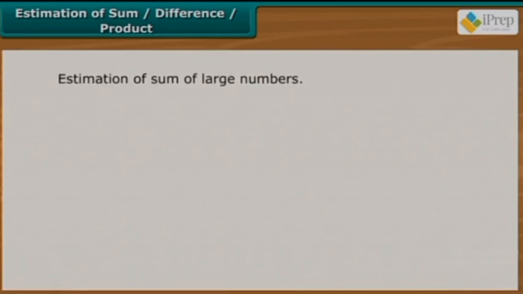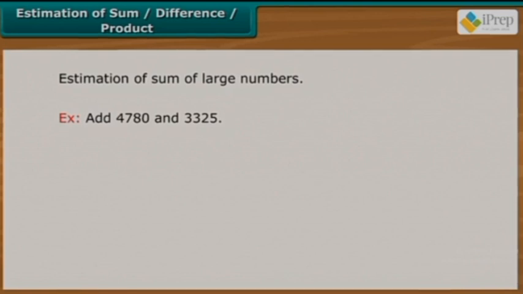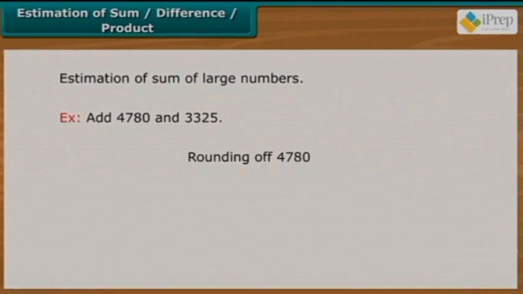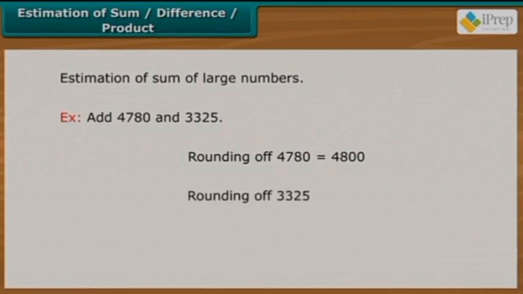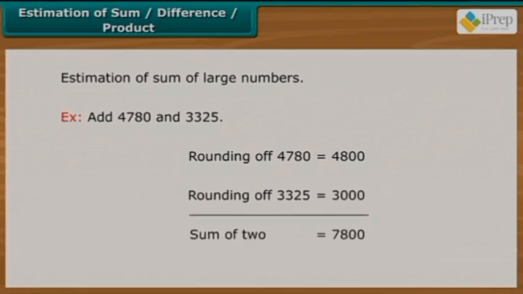Sum, difference, product. Estimation to nearest number can help in the estimation of the sum of two large numbers. For example, add 4780 and 3325. Rounding off 4780 would make it 4800. Rounding off 3325 would make it 3000. Sum of the two, 7800.